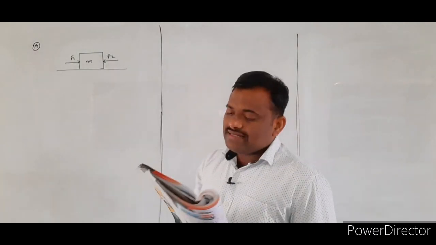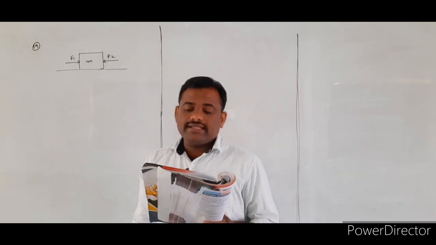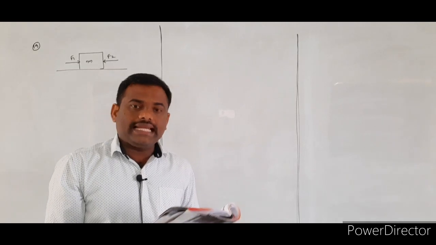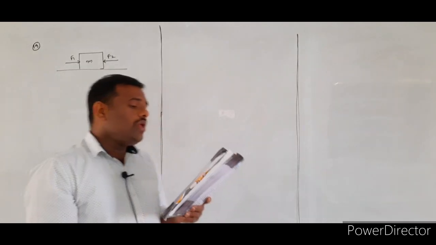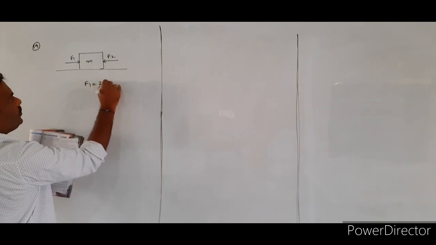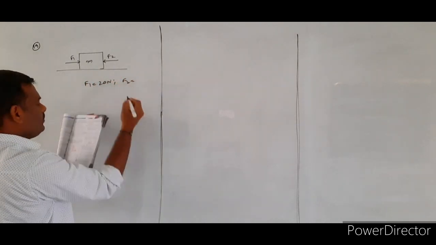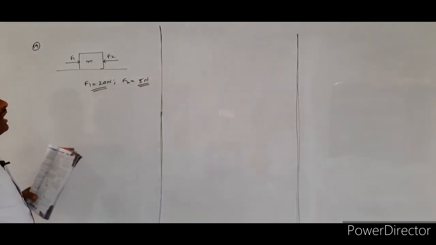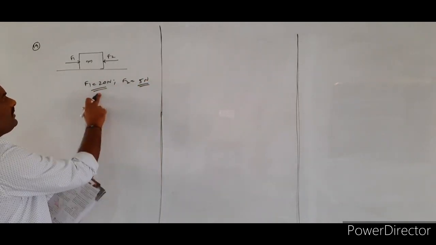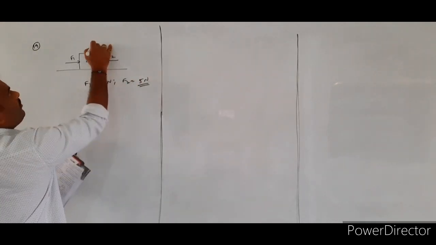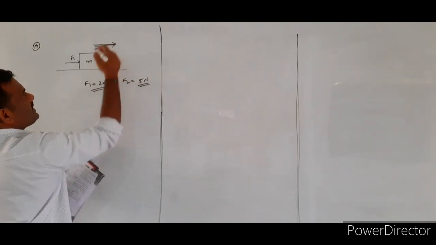Next, problem number 90. A block of mass 2 kg is placed on a smooth horizontal surface. Over which surface will the block be placed? Along the smooth horizontal surface. Over the body two forces are acting. F1 is equal to 20 Newton, F2 is equal to 5 Newton. So how many forces are acting over the given body? F1 is 20 Newton, F2 is 5 Newton. Obviously the body will be traveling in this direction.